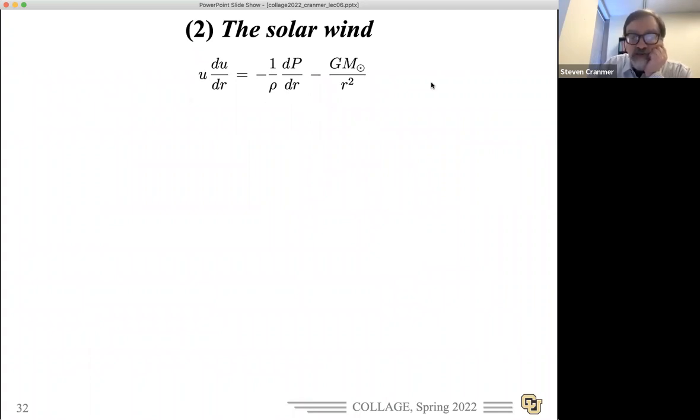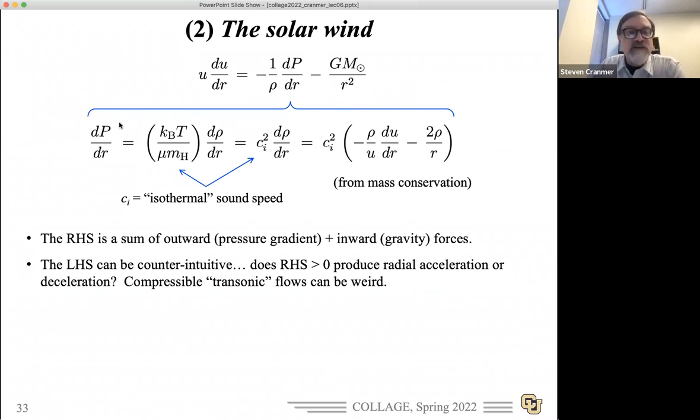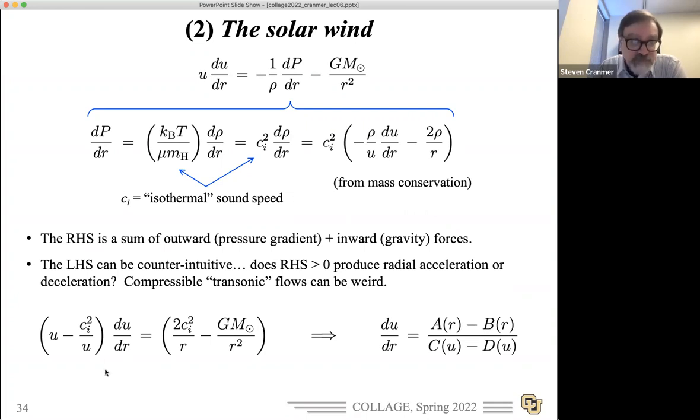And there's things you can do. You can take this pressure derivative. If the temperature is constant, you can write it in terms of a density derivative and have this isothermal sound speed pulled out. You can take the density derivative and write it in terms of the velocity derivative using the mass flux conservation equation. And you can plug this back in. I guess I'll just show you what it looks like at the bottom left here. You get some terms multiplied by the radial spatial gradient of the radial flow speed, and then terms on the right-hand side. There's a positive term that ultimately comes from the pressure gradient. That's the outward force that pushes you out. And then there's a negative term for gravity that pulls you back in.